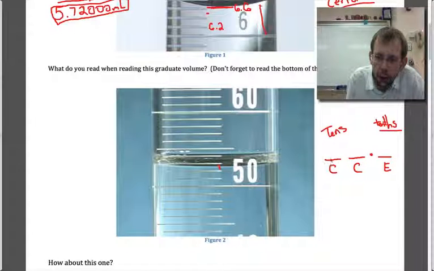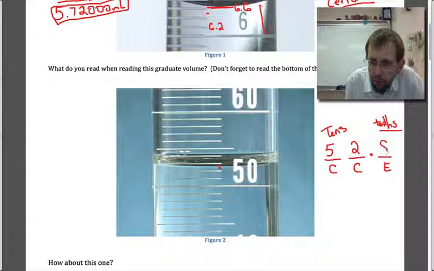So what am I certain about here? Well, I know it's above 50 and below 60, so 5. What am I certain about here? Well, I know it's above the first line, second line, but below the third line. So I know it's 52, okay? And then the next part is estimate. This is where, as long as you're making a reasonable assumption here, you're not going to be wrong. I'm going to say 8. And then again, this is a measurement, so milliliters.